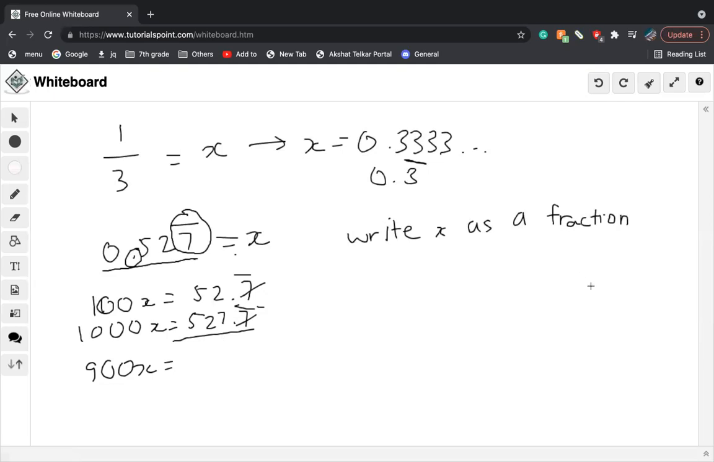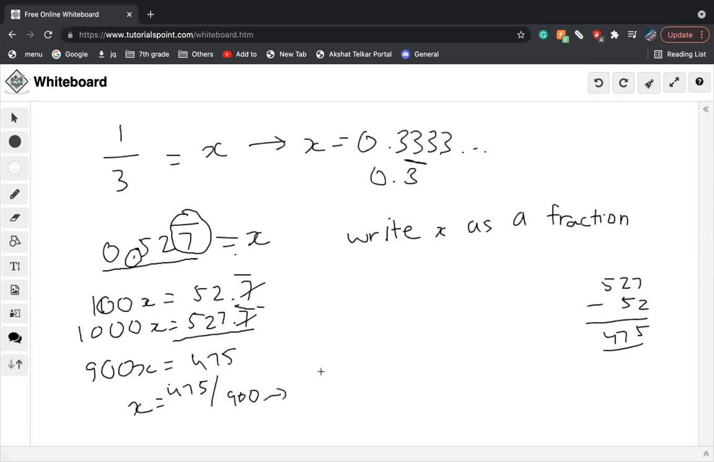And let's show our work here. 527 minus 52. Make sure you guys don't use your calculator for these kind of questions. That gives you a 475, right? So now you come back to it, 475. x equals 475 divided by 900. And can you factor this? Of course you can, right?